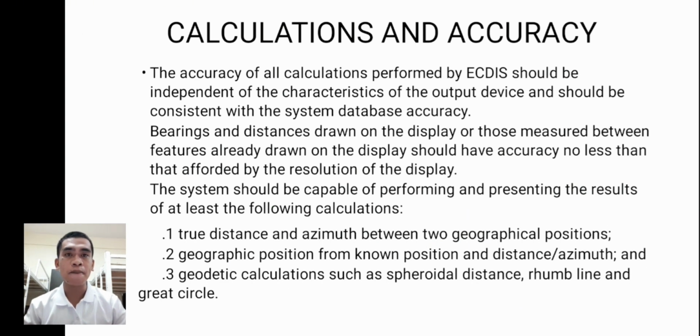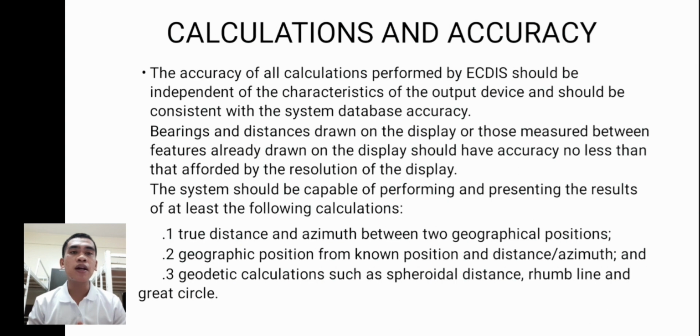Calculations and accuracy. The accuracy of all calculations performed by ECDIS should be independent of the characteristics of the output device and should be consistent with the system database. Bearings and distances drawn on the display or those measured between features already drawn on the display should have accuracy no less than that afforded by the resolution of the display.